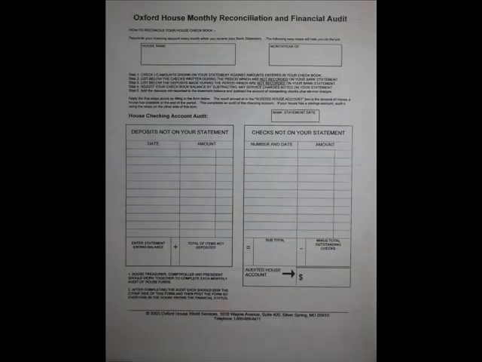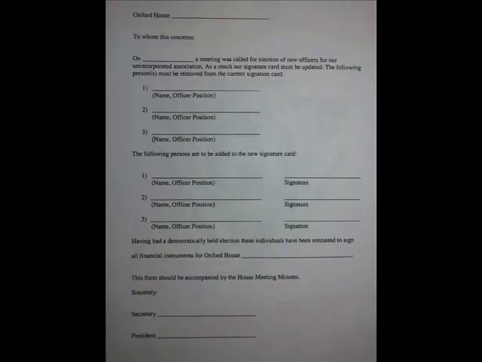It has a front and a back. This is the audit form that you will sit down and fill out with the Comptroller and President each month. And this form will be used whenever you need to add or remove a signer from the house checking account.